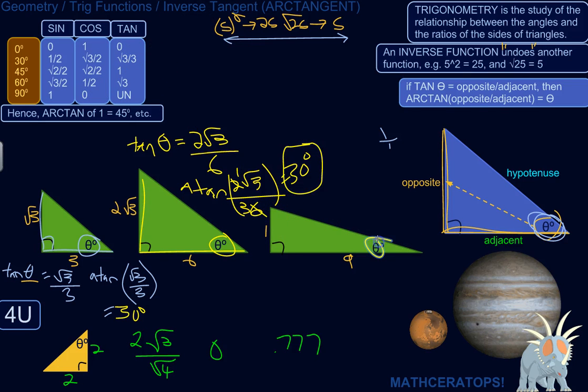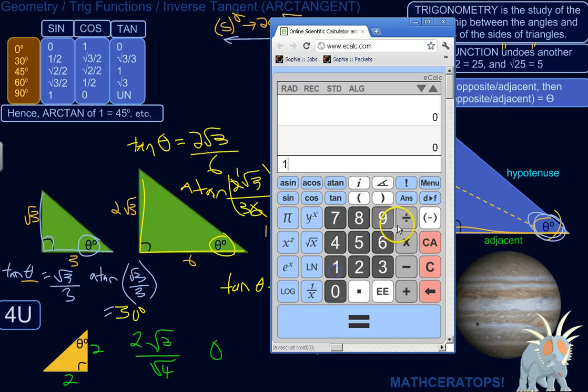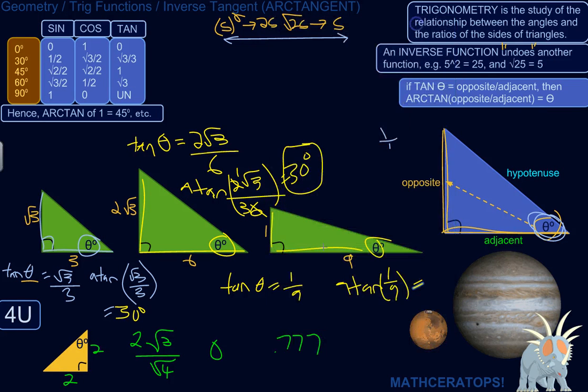Okay. Let's try one more here, and I'll let you do these examples. So we've got the opposite and adjacent of this particular angle. So we know that the tangent of theta is 1 over 9. So what's the arctangent of 1 over 9? That'll tell us what theta is. 1 over 9 is not one of these ratios. So 1 over 9 is 0.111 repeating. So in other words, the tangent of theta is 0.111 repeating.